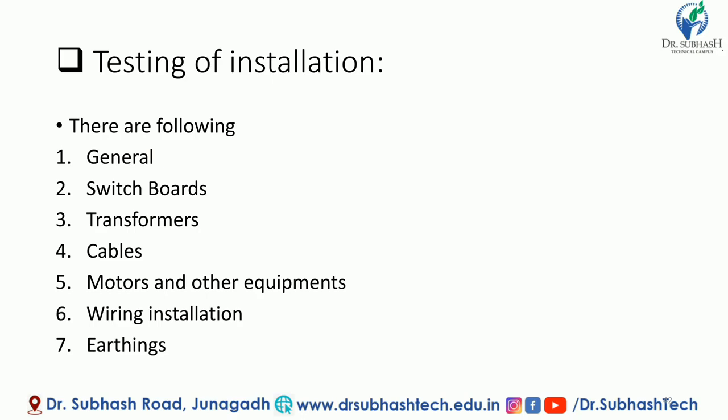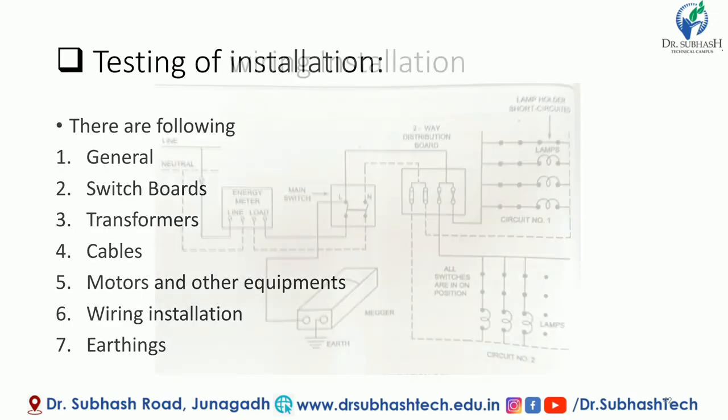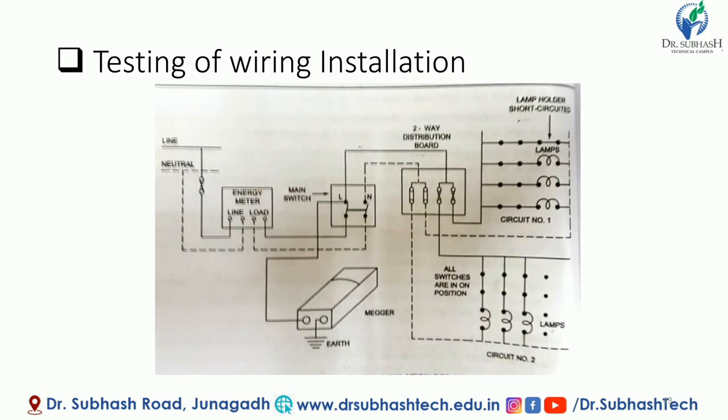Now the testing of installation is done as follows. First is general testing, second is switchboard testing, third is transformer testing, fourth is cable testing, then motor and other equipment testing, and sixth is wiring installation. Seventh, the most important one, is earthing installation. Next is the testing of wiring installation.